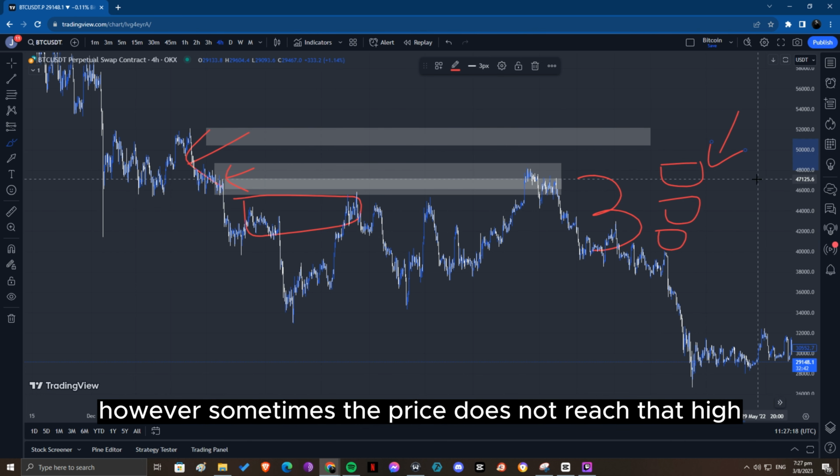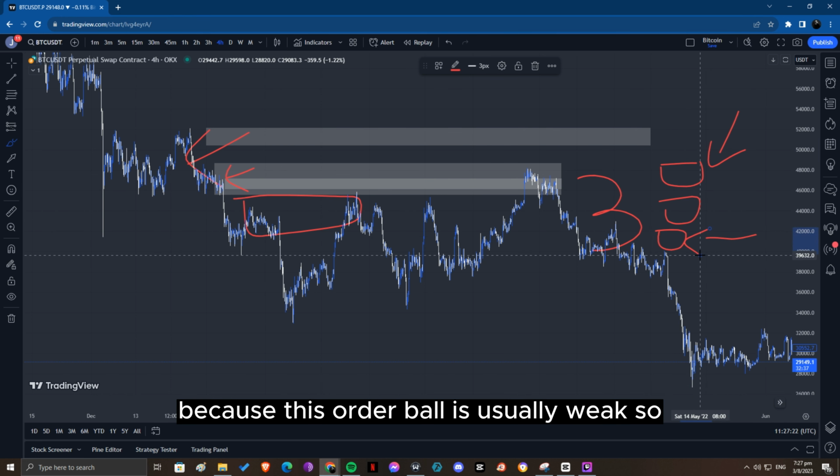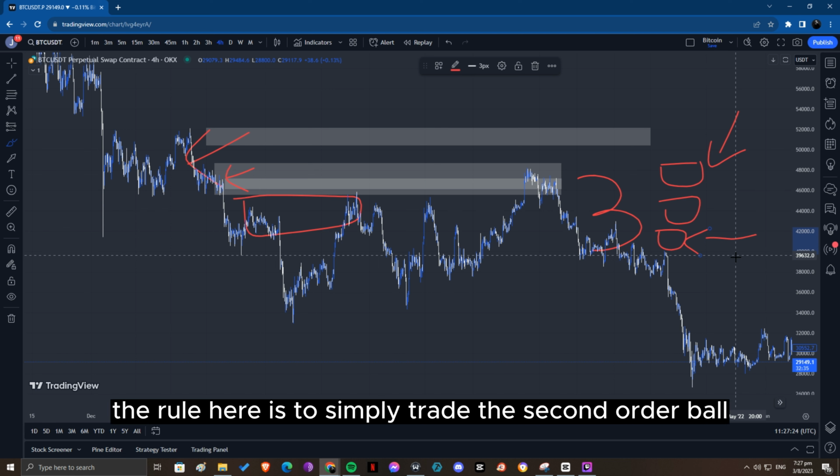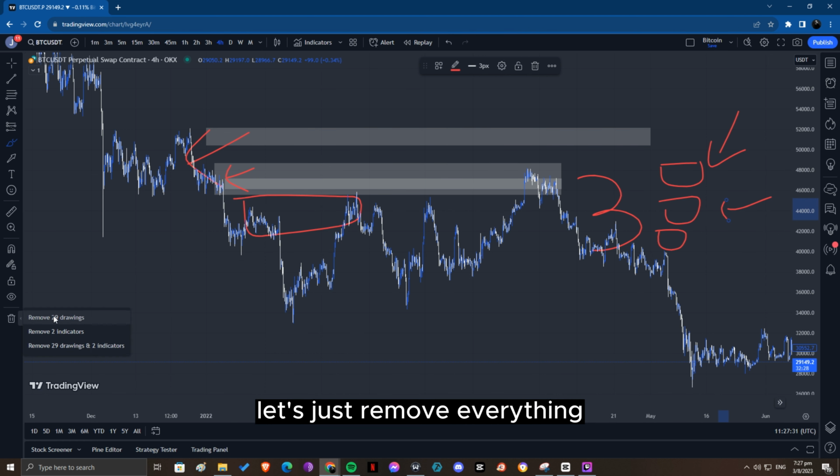However, sometimes the price does not reach that high. Usually, we try to avoid trading the first order block because this order block is usually weak. So the rule here is to simply trade the second order block. So you should be placing entries here. So clearly here, let's just remove everything.